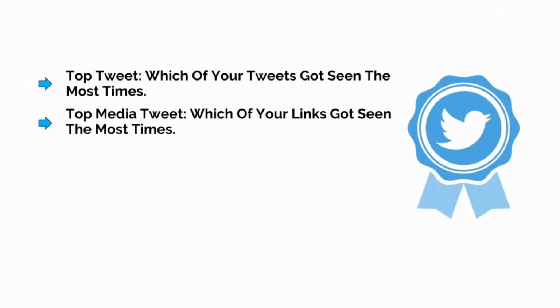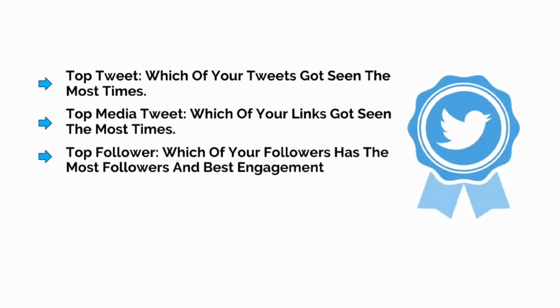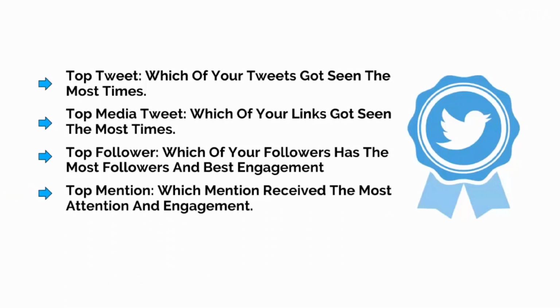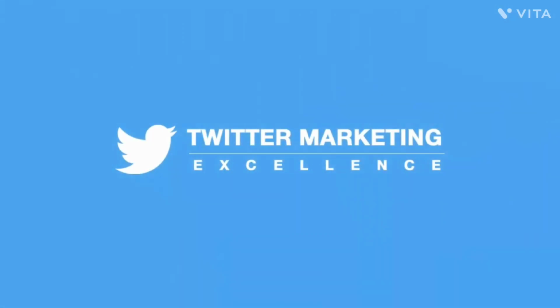Top media tweet, which of your links got seen the most times. Top follower, which of your followers has the most followers and best engagements. Keep this in mind when we get to the section on influencer marketing later on. Top mention, which mention received the most attention and engagement. Use all this information to ascertain which parts of your campaign are working and which need more work. As a result, you can hone your process to ensure that you're maximizing your potential impact.